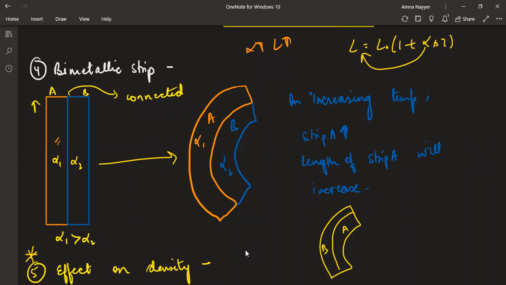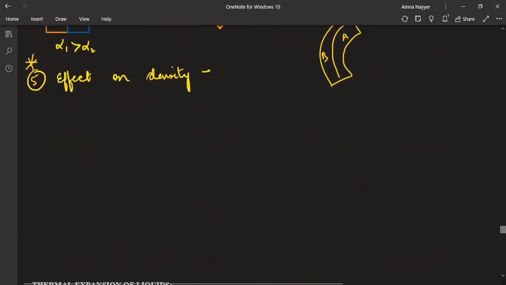So how the questions will come in your exam: it can be asked to determine which one is A or which one is B. Lastly, you have the effect on density. So this is the last effect from the thermal expansions.